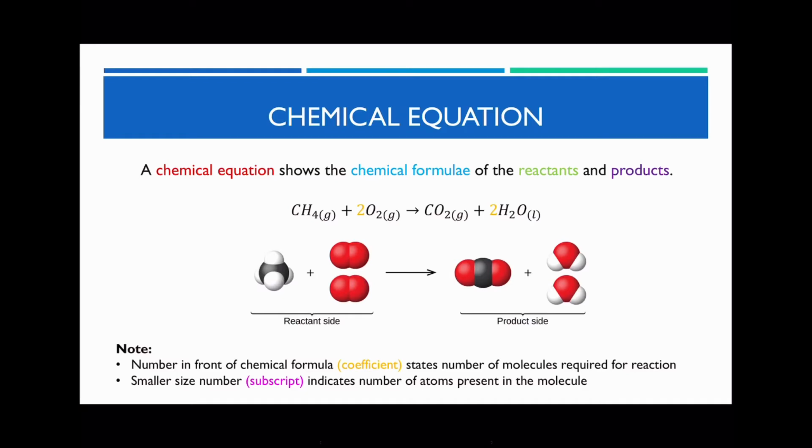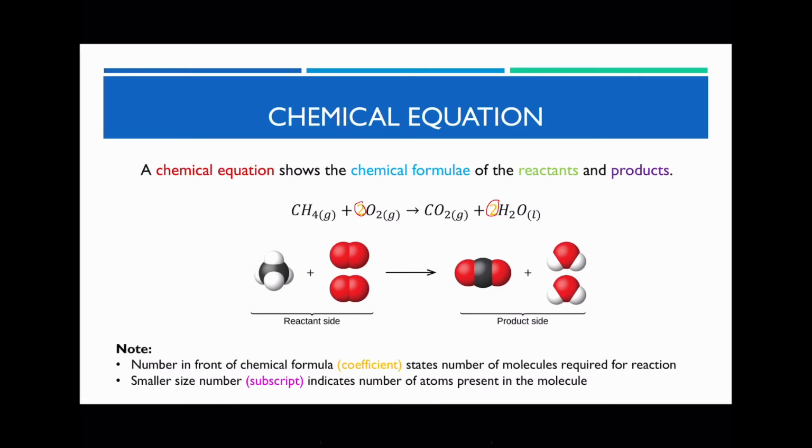So the coefficient is actually inserted or placed in front of the actual molecule just to state how many molecules are required for that reaction to proceed. So as shown in the diagram, you need 1 molecule of methane with 2 molecules of oxygen gas, which is why I've got a 2 over here. Notice I've also got a 2 over here because I'm forming 2 molecules of water for every 1 molecule of methane and every 2 molecules of oxygen.